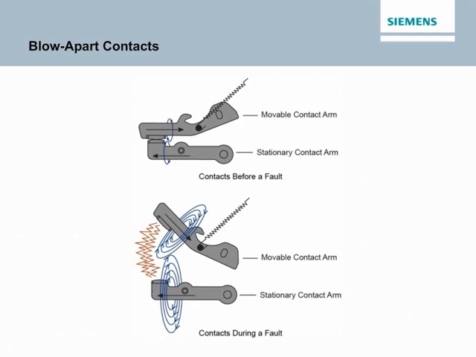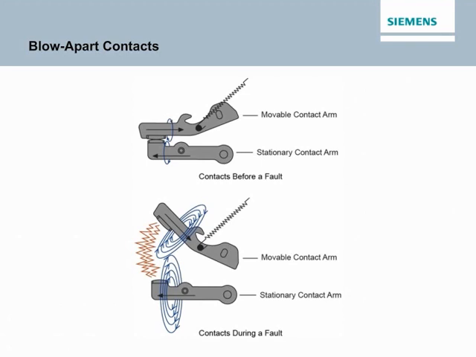As an improvement over the straight-through contact design, Siemens developed the blow-apart contact design now commonly used by circuit breakers with higher interrupting ratings. With this design, the 2 contact arms are positioned parallel to each other as shown in the accompanying illustration. As current flows through the contact arms, magnetic fields are set up around each arm. Because the current flow in one arm is opposite in direction to the current flow in the other arm, the 2 magnetic fields oppose each other.